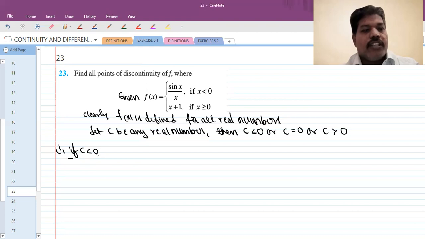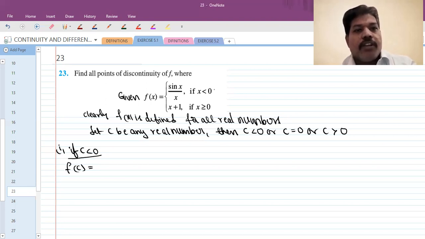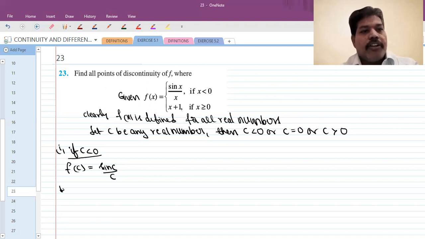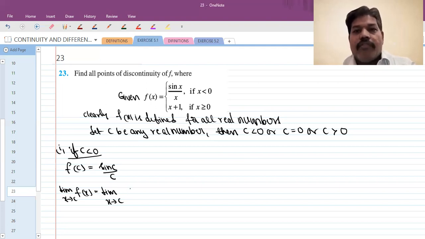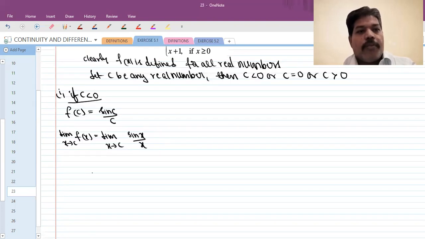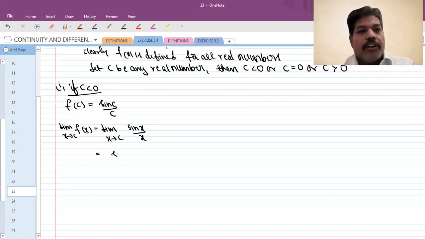If c is less than 0, then what happens, students? f of c is sin c by c. Next, the limit as x tends to c of f of x: for c less than 0, that means x is less than 0, f of x becomes sin x by x. If you apply the limit, it becomes sin c by c.